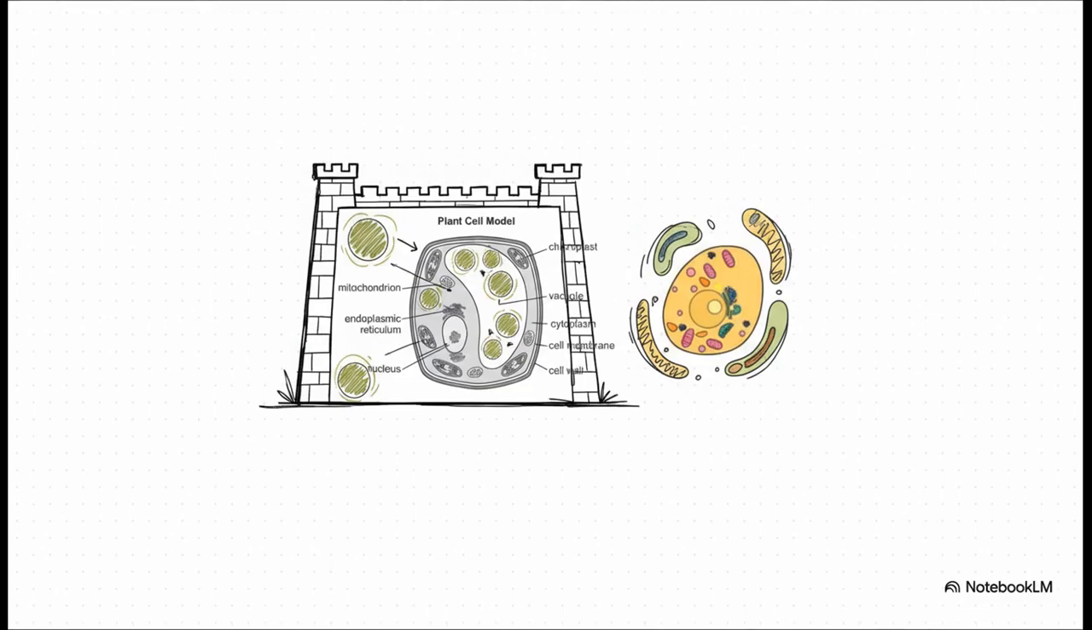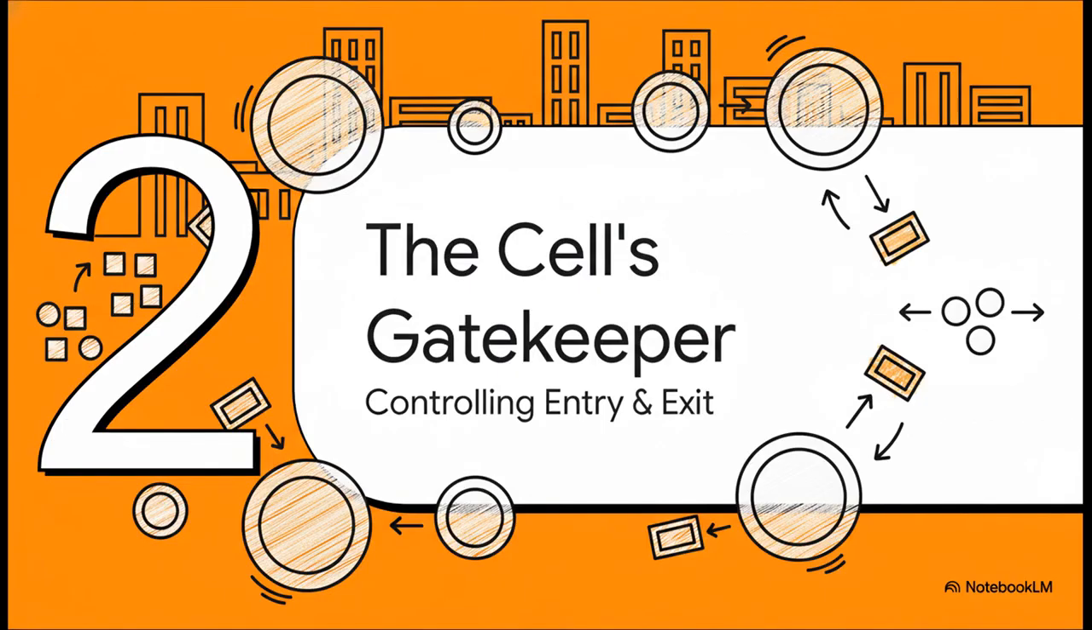A plant cell, for example, is like a little fortress. It's got a rigid cell wall for structure and these things called chloroplasts that act like tiny solar panels. Animal cells, like the one you see on the right, are way more flexible and they just don't have those features. Okay, so we've got our cell, our little city, but how does it interact with the world around it?